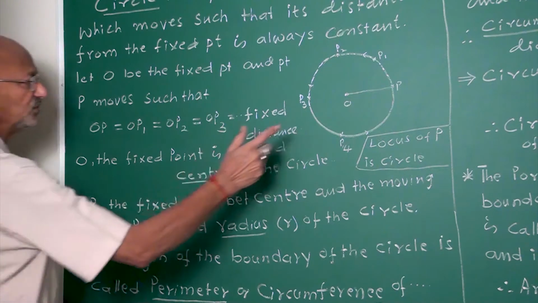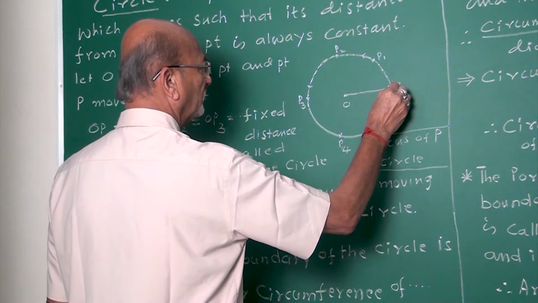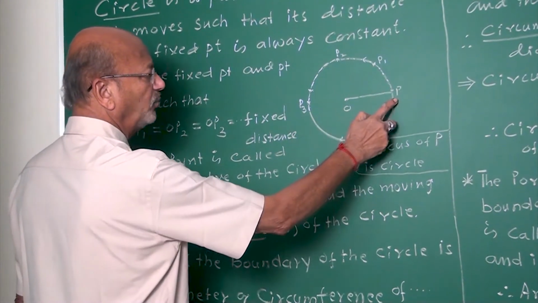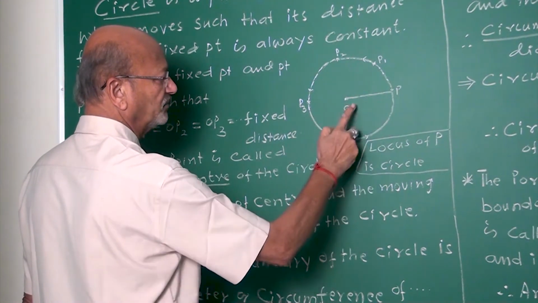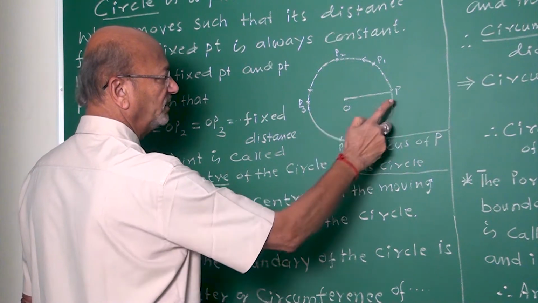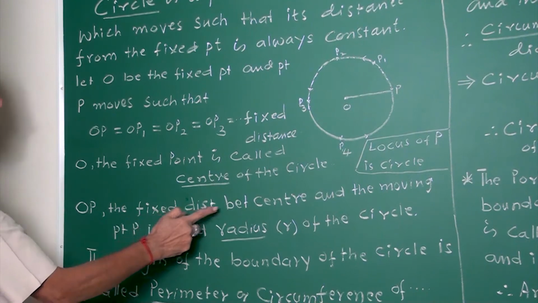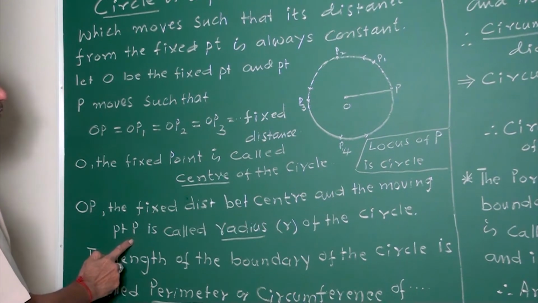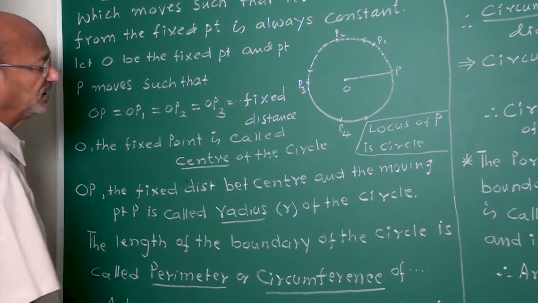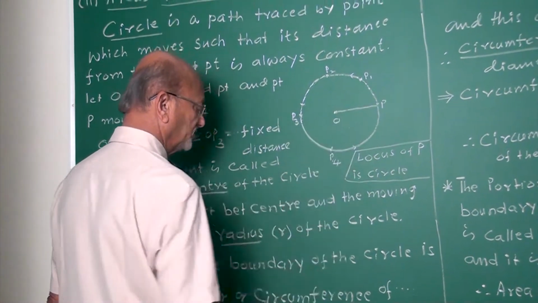OP, this distance. Tell me, my friends, what is this OP? It is the distance between the fixed point and a point on the circle. See, the fixed distance between the center and the moving point P on the circle is called the radius of the circle. In this case, my friends, O is the center and OP is the radius.